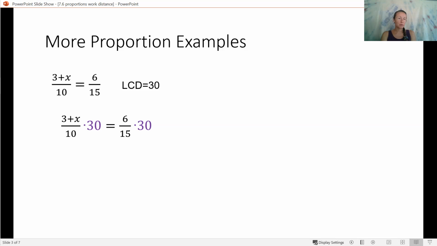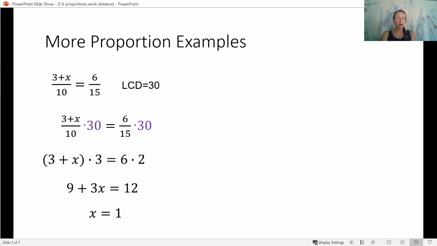The first thing I do before I distribute the 30 is make sure that the 30 is going to cancel out with factors in my denominator, right? The factor of 10 in the denominator cancels out with the factor of 10 in 30 and leaves me with just a 3 I have to multiply through on the left-hand side. And on the right-hand side, the factor of 15 cancels out with the factor of 15 in 30 and leaves me with just a 2 that I have to multiply through on the right-hand side. After multiplying through and simplifying, we'll get that x equals 1.